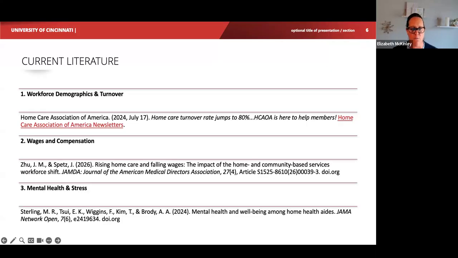The other thing that was different with this study is that the mean age of the participants was 26, and that is lower than what we typically see as the mean age of the late 40s, early 50s in home healthcare workers.